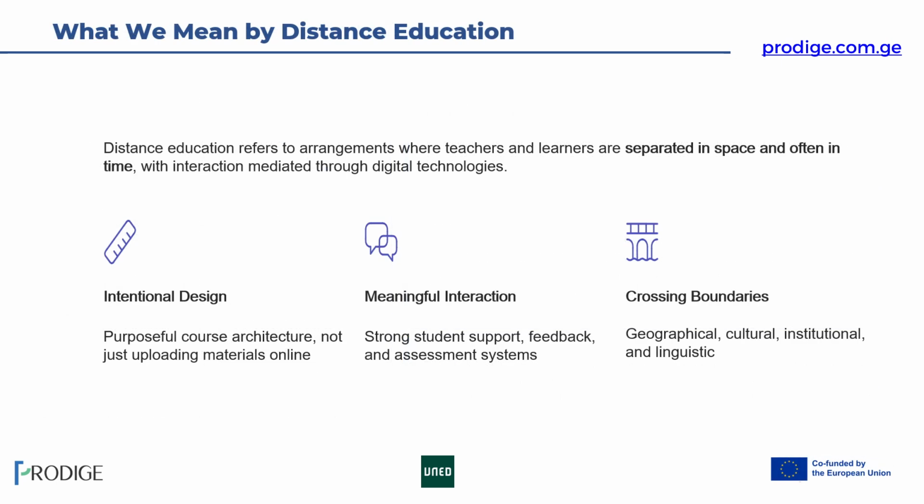Now let's clarify what we mean by distance education in this training. In simple terms, distance education is a way of organizing teaching and learning where teachers and students are not in the same place, and often not in the same time. Most of the time, interaction, support, and assessment are mediated by technology, but not always. What really defines distance education is that communication and learning are structured to happen across distance, whether that is through digital platforms, blended formats, or other forms of mediated interaction.